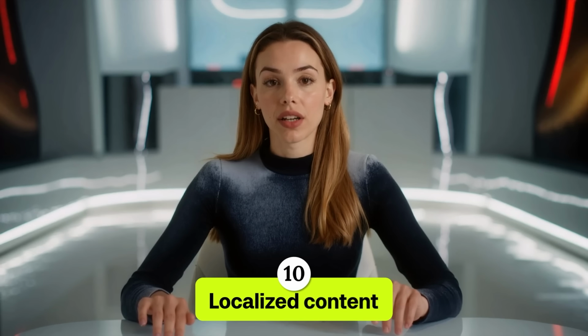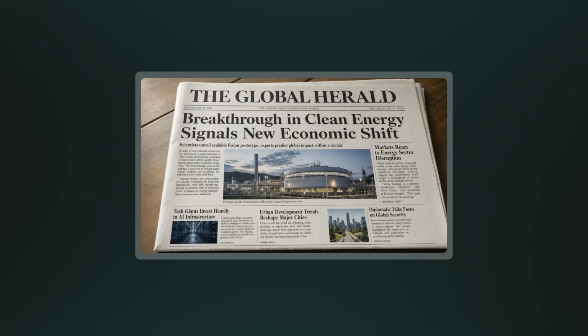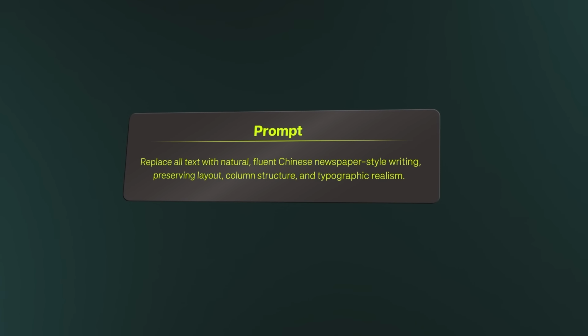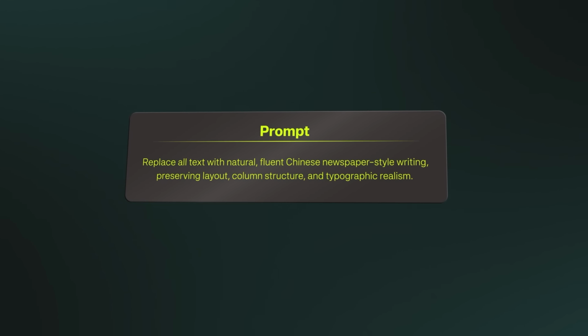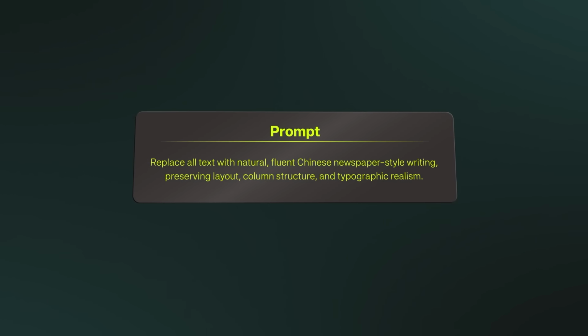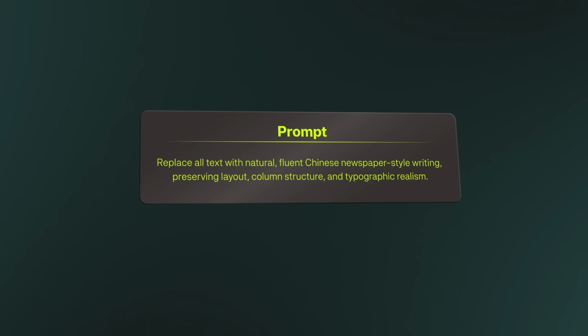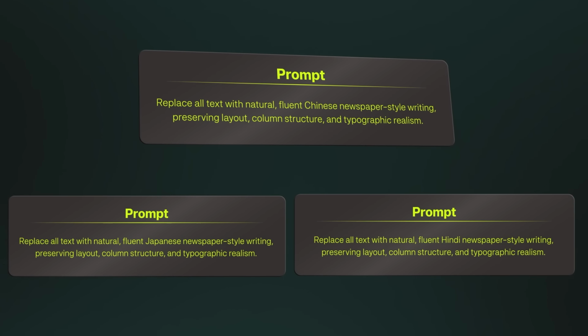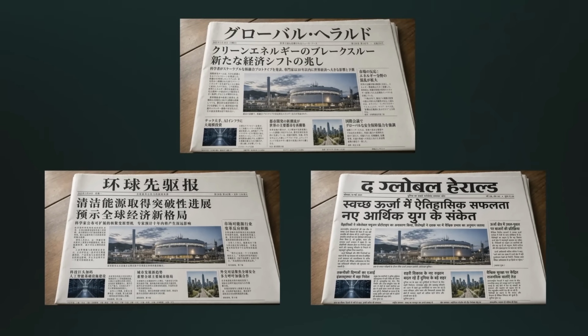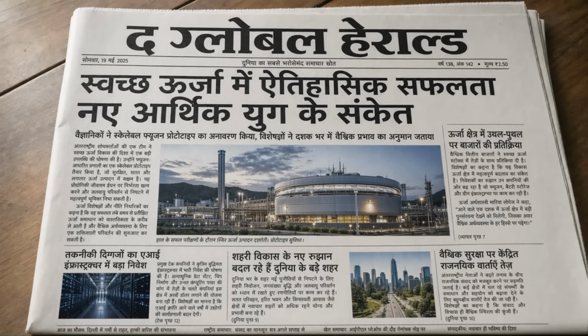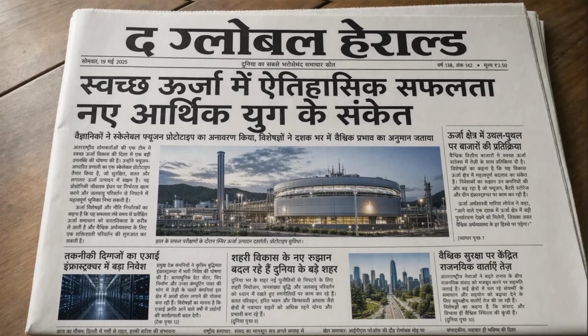10th is localized content. This is where the non-Latin text rendering really shows what's changed. I took the same English newspaper layout and wrote a prompt: replace all text with natural, fluent Chinese newspaper-style writing, preserving layout, column structure, and typographic realism. Then I repeated it for Japanese and Hindi. All 3 outputs kept the layout intact, and the text came out correct and readable. Older models couldn't pull that off without breaking the characters.